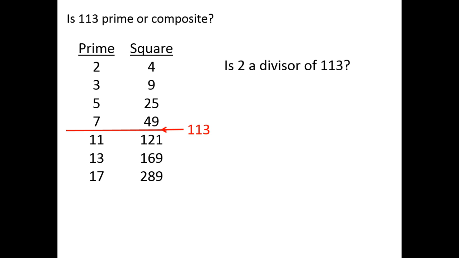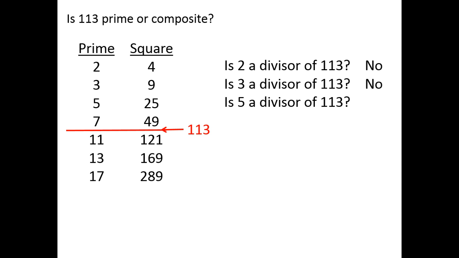So we'll start with the 2. 2 is definitely not a divisor of 113 because 113 is an odd number. We can check the 3. Now we have a test for 3. Divisibility test for 3 is add the digits. So 1 plus 1 plus 3 is 5. No, you can't divide 5 by 3, so that would be a no. Is 5 a divisor of 113? Absolutely not. It does not end in 0 or 5.